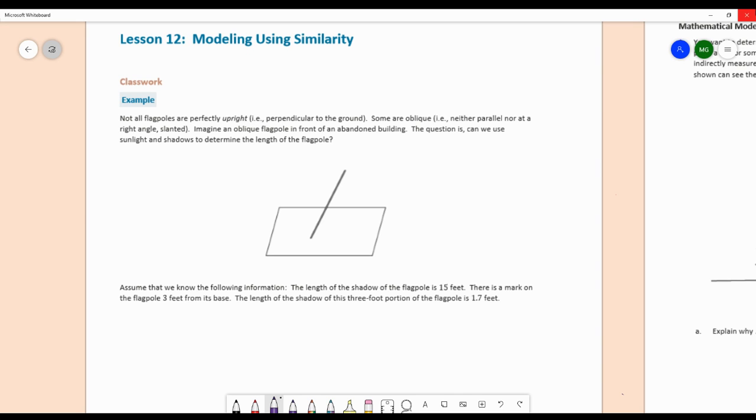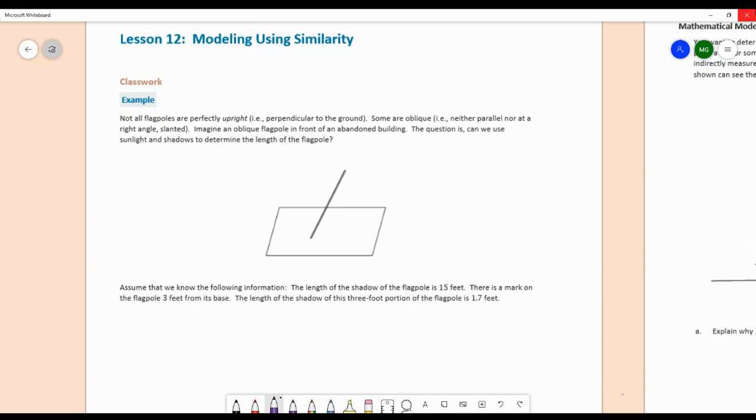Okay, today, 8th graders, we're taking a look at lesson 12 in your book. It's Modeling Using Similarity. It's on page 137 in your textbook. So 137, and example 1.